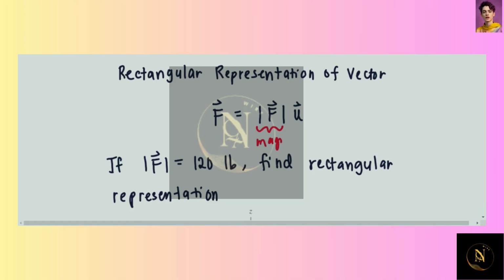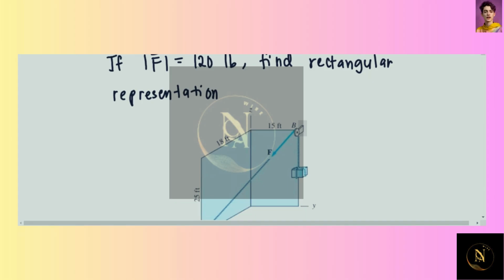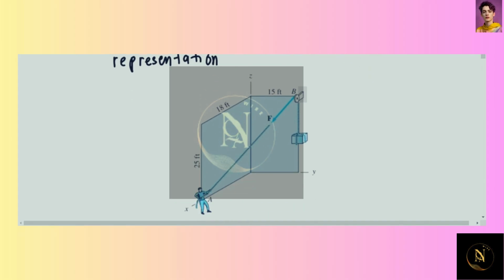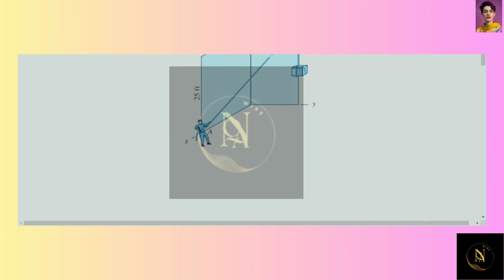The rectangular or Cartesian representation of a vector, say F, is obtained by multiplying its magnitude by the unit vector. So we will learn in this problem how to find the rectangular representation for the force F, whose magnitude is 120 pounds and which is oriented as in the given figure. First, let us find the unit vector.